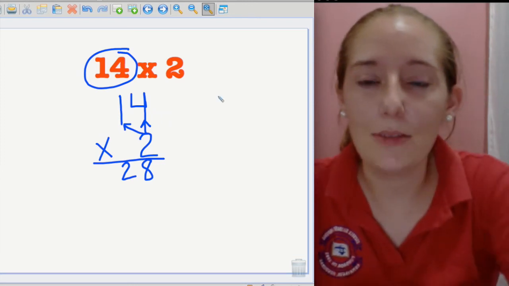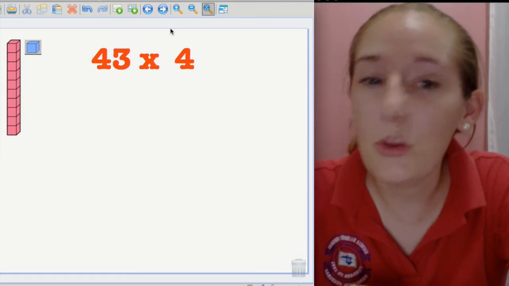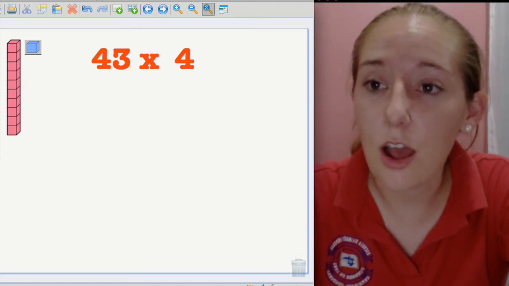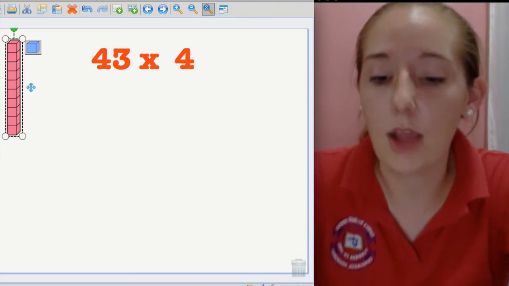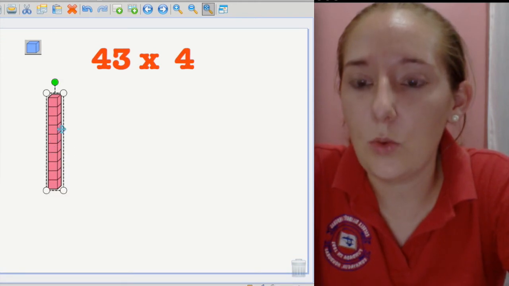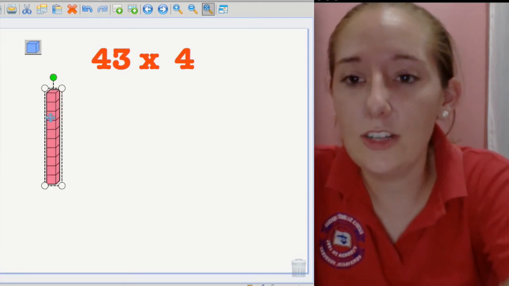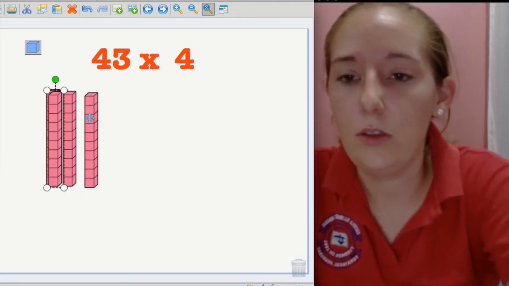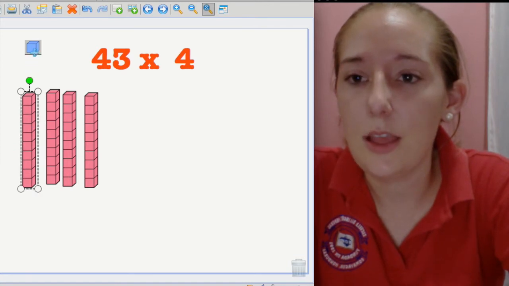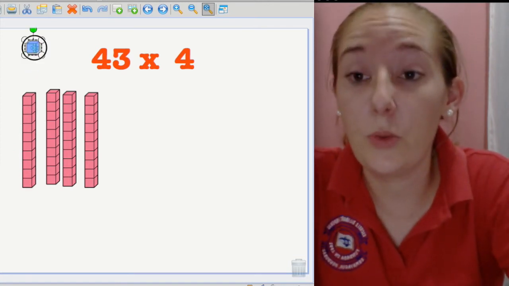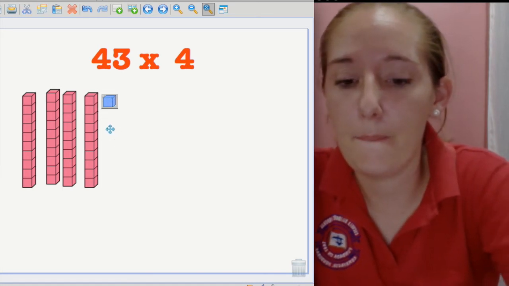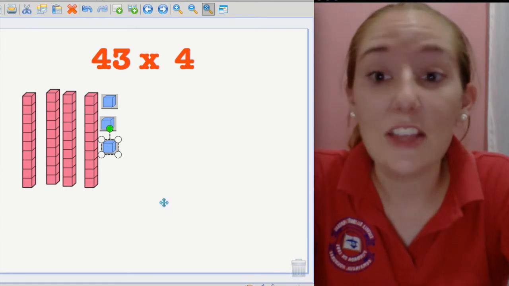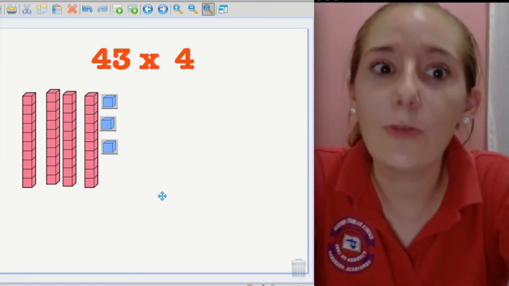But what's going to happen, let's say, in this next problem? It gets a little bit more difficult, all right? So again, we have 43 times 4. So we're going to start off by showing this with our base 10 blocks, okay? So if we have 43, we're going to need 4 of our tens. 1, 2, 3, 4. 4 tens. And 3 ones, sorry. Okay, so that is one group of 43, but we need 4 of those.